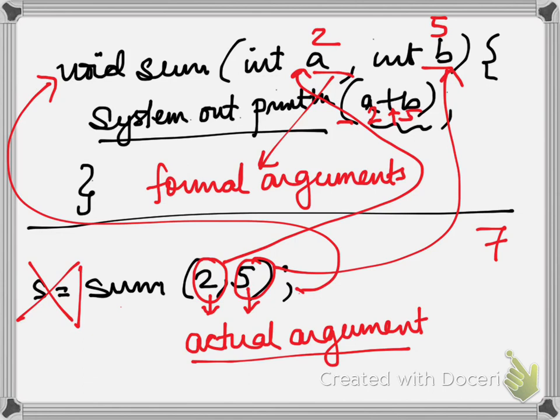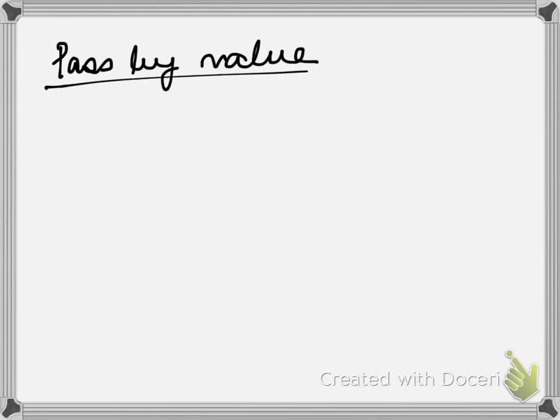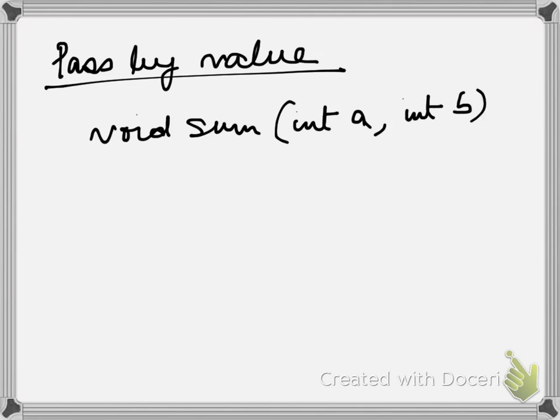And how this transmission takes place, I'm sure you know that. This is passed by value. You're always passing by value. Passing by value, what does it mean? Like we saw for this method, int a, int b.